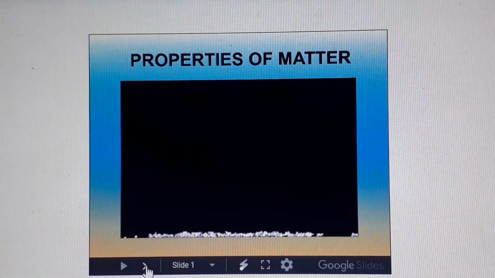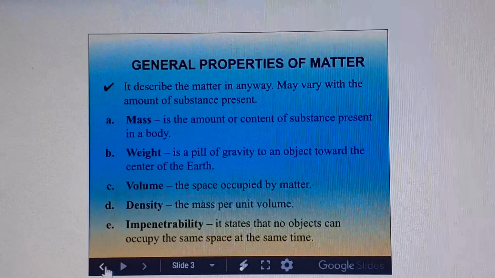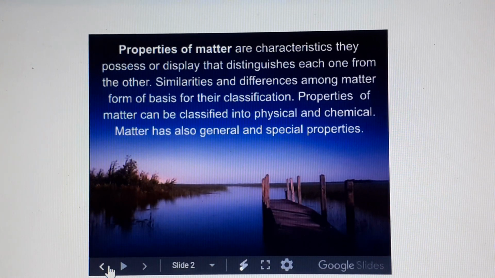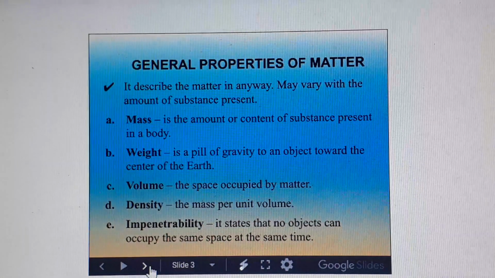Properties of matter. Properties of matter are characteristics they possess or display that distinguish each one from the other. Similarities and differences among matter form the basis for their classification. Properties of matter can be classified into physical and chemical. Matter has also general and special properties.